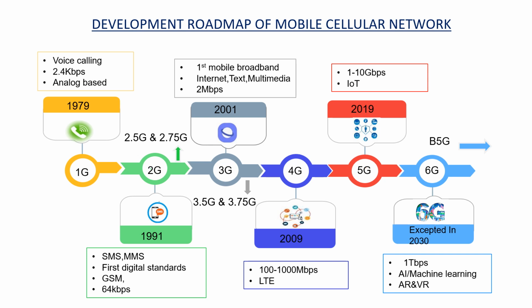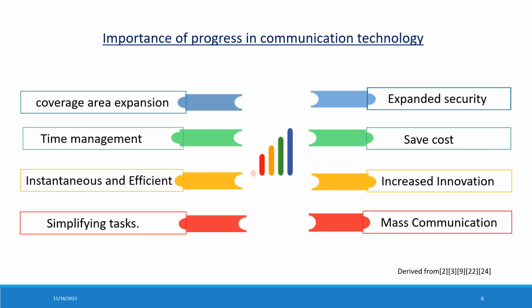And in 2019, 5G, the fifth generation of mobile cellular network, became available. It gives support for IoT and has a major impact on the mobile industry today. Beyond 5G, that is 6G, is expected to become available in 2030, and it is expected to provide support for augmented reality and virtual reality. The importance of progress in communication technologies: as there is advancement in communication technology, it offers greater benefits such as coverage area expansion, time management, it is faster and efficient, it simplifies tasks, expanded security, saves cost, increased innovation and mass communication.